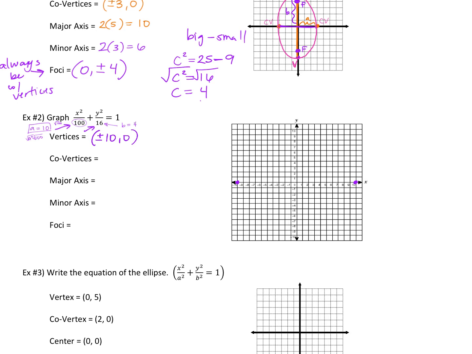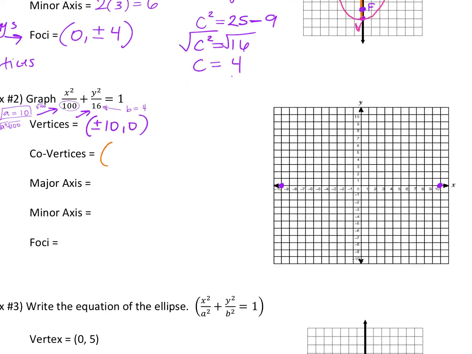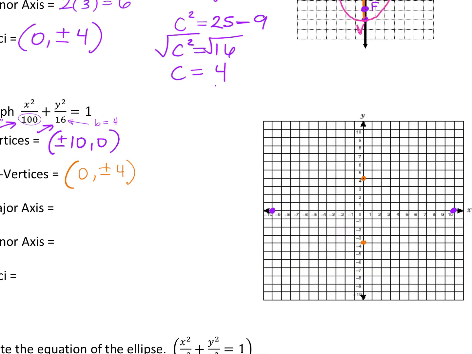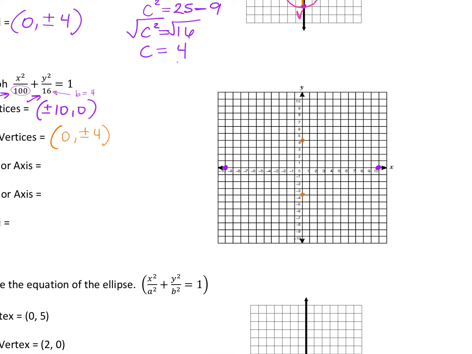Okay. Where are my co-vertices going to be? It's going to be 0, right? And then plus or minus what number? 4. Your 4, your b value. Okay, so you're going to go up 4 and down 4. And then that's going to give you your ellipse. So you can just draw that oval shape in.